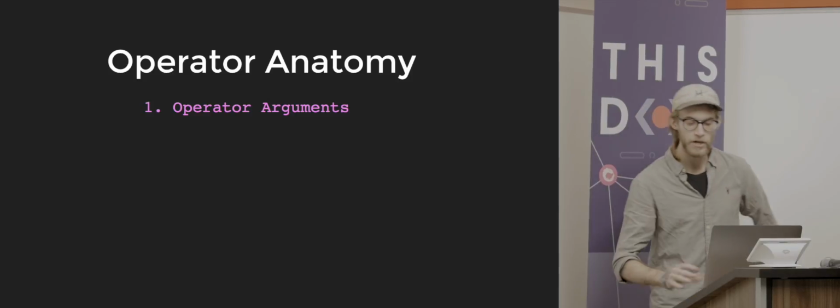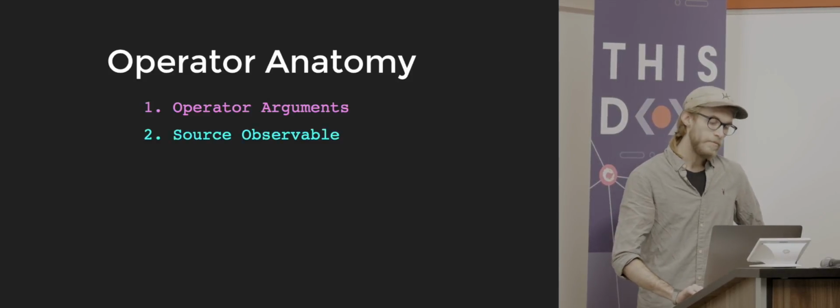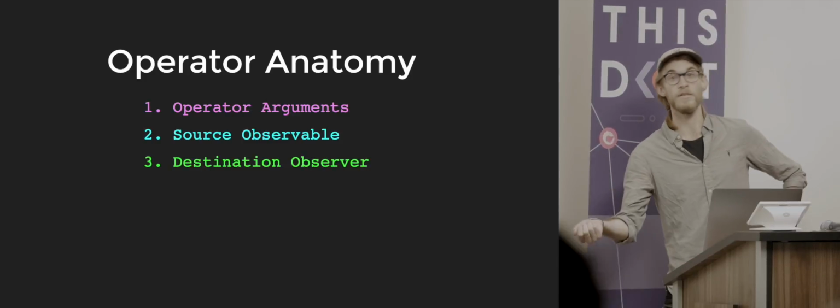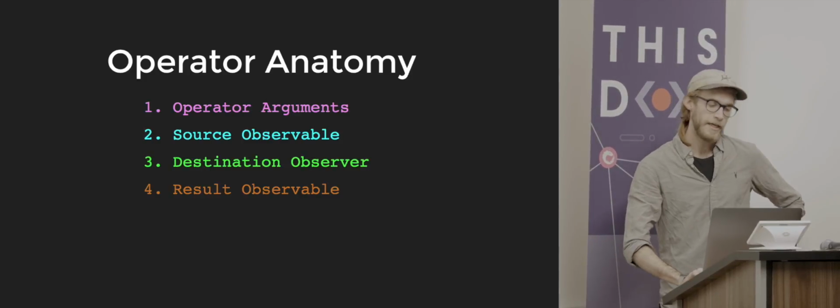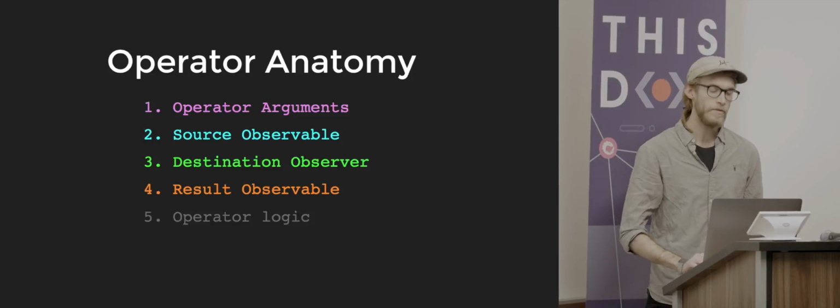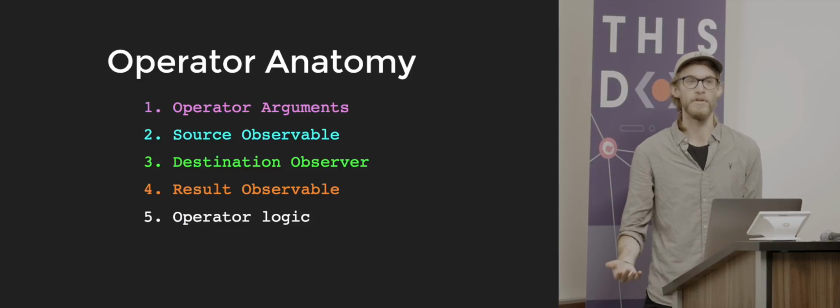We have the arguments to that operator. We need a reference to the source observable somehow. We need a reference to the destination observer when you subscribe. We need to return some sort of result observable, and then we obviously need to do whatever that operator is supposed to do.